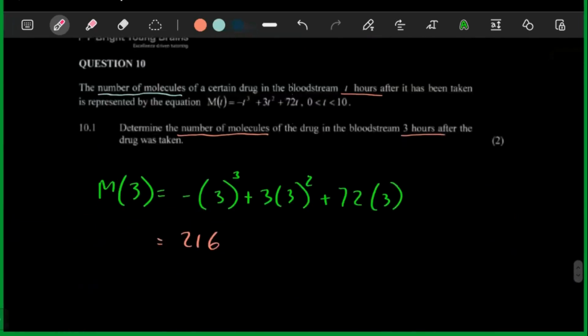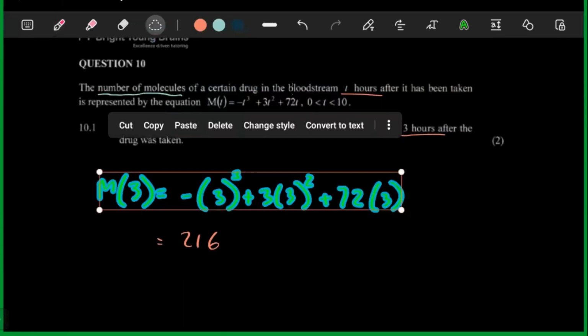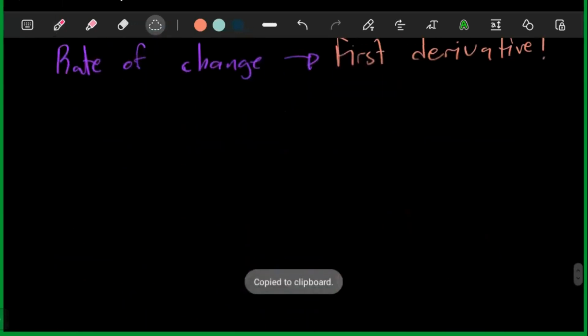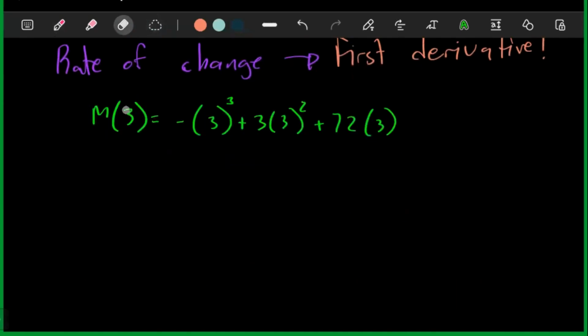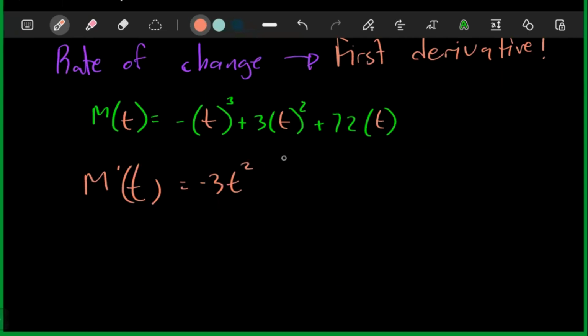So your equation of M, we have to differentiate it. I just want to put T where the 3 is, and then we'll differentiate it. So let me just remove this, and this. So this is our original equation, and we need to differentiate it. The first derivative of this equation is going to look like this: negative 3t squared plus 6t plus 72.